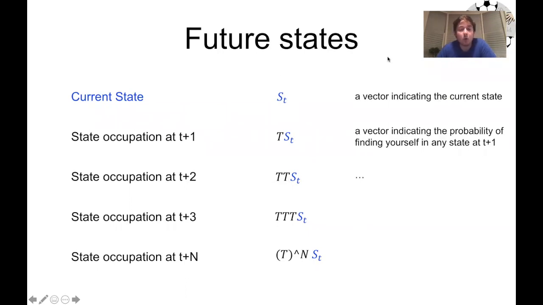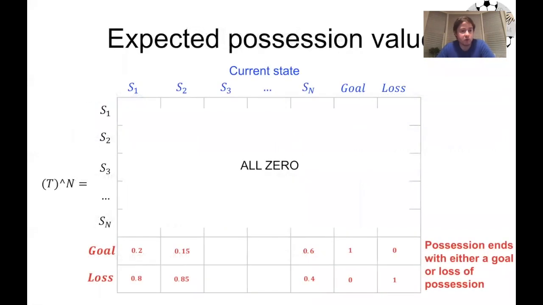But because all possessions must end in either a goal or a loss of possession, if you look far enough in the future, what you find is that the probability of finding yourself in any other state is 0, except for a goal or a loss of possession. And so what this is telling you is the probability that a possession will end in a goal or a loss of possession given whatever current state you're in. For example, in state 1, the probability the possession will end in a goal is 0.2, and the probability that you'll just lose possession is 0.8.